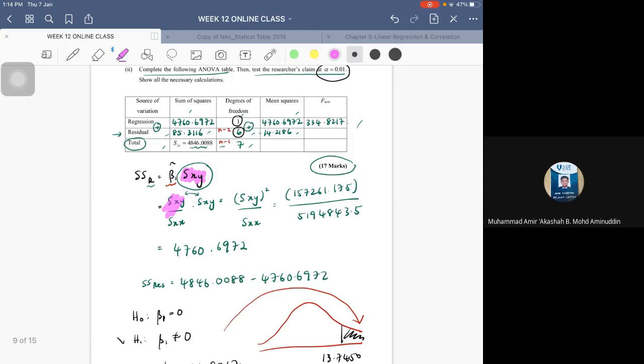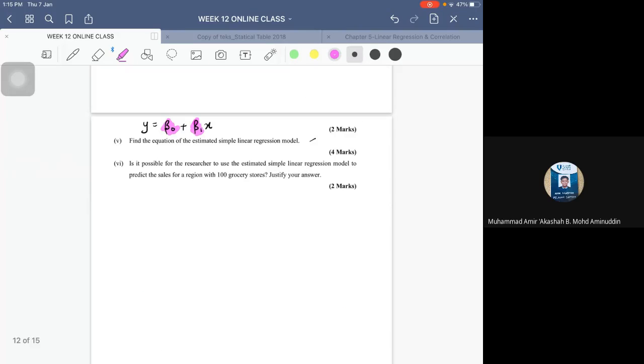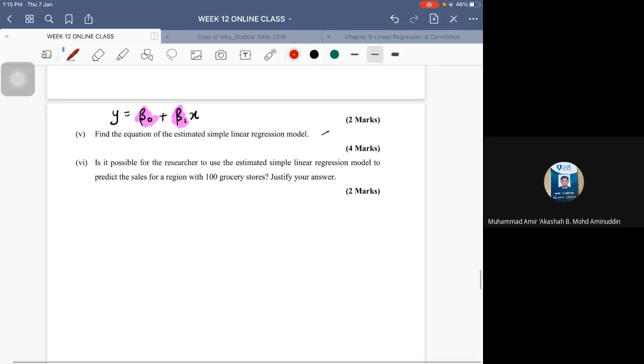And then you have to do the calculation for beta naught as well. But since we have already discussed this last week, again, I'm not going to discuss this in detail. So you can do that on your own. And the last one, it says, is it possible for the researcher to use the estimated simple linear regression? Okay, so we have this particular model.